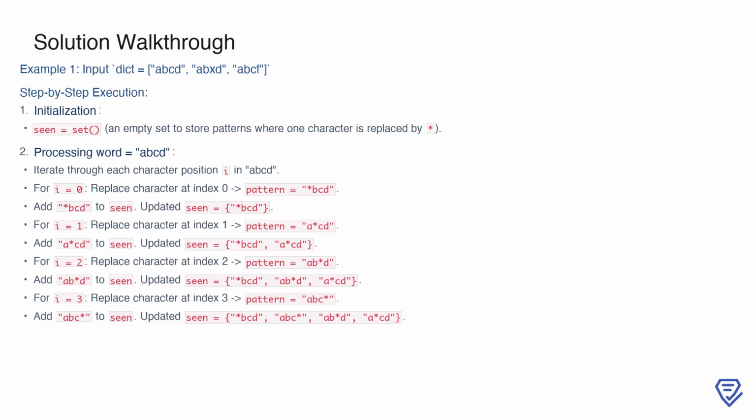At index 0, replacing the character gives the pattern *bcd, which we add to the seen set. Now, the set contains *bcd. At index 1, the pattern becomes a*cd, which is added to the set, updating it to *bcd, a*cd. At index 2, the pattern is ab*d, and adding this updates the set to *bcd, ab*d, a*cd. Finally, at index 3, we get the pattern abc*, which is added to the set, resulting in *bcd, abc*, ab*d, a*cd. With this, we have processed the first word.